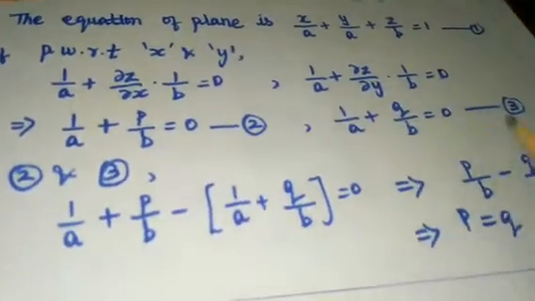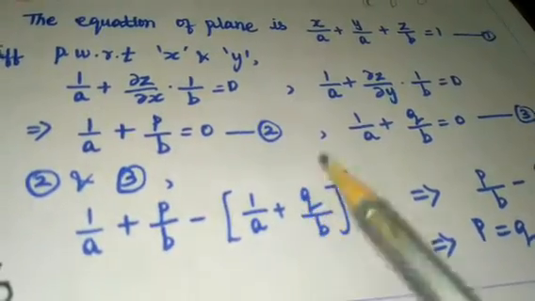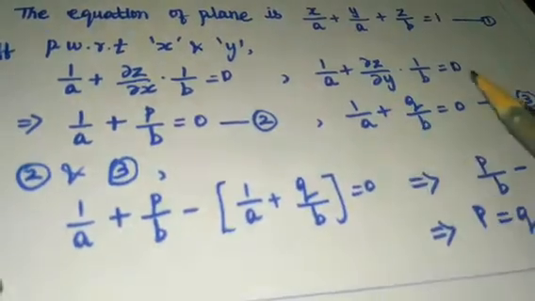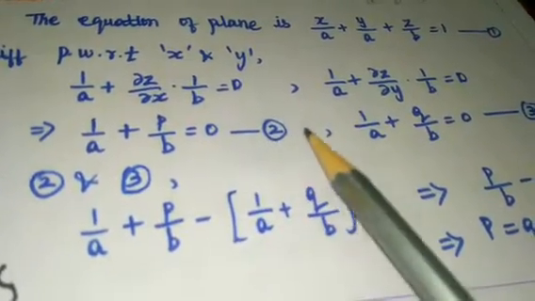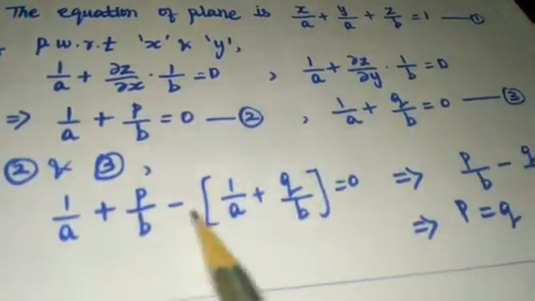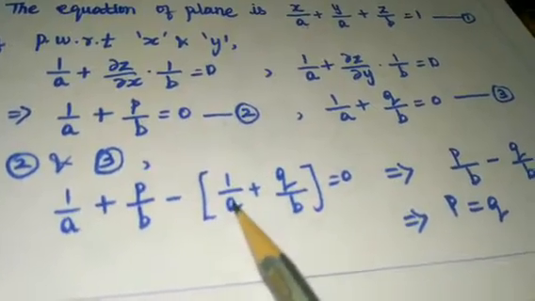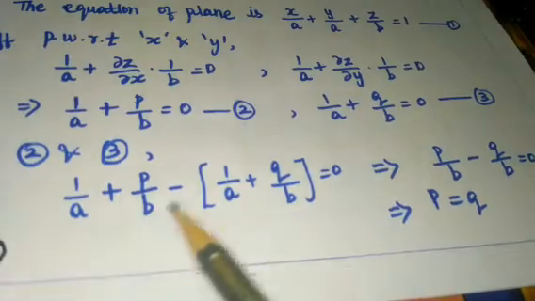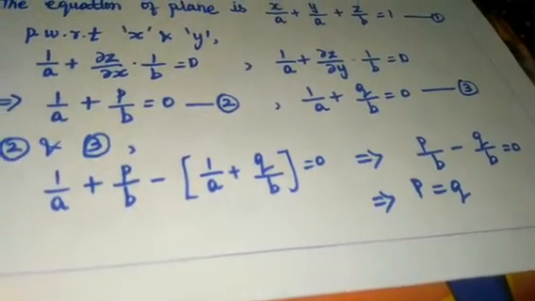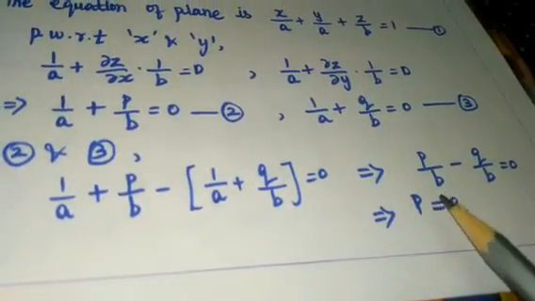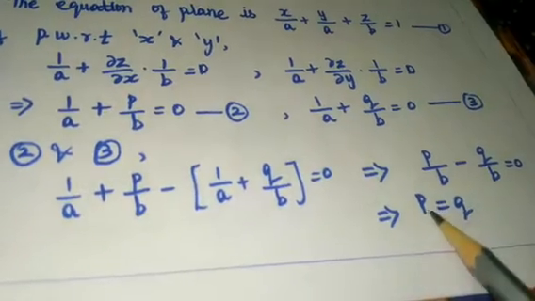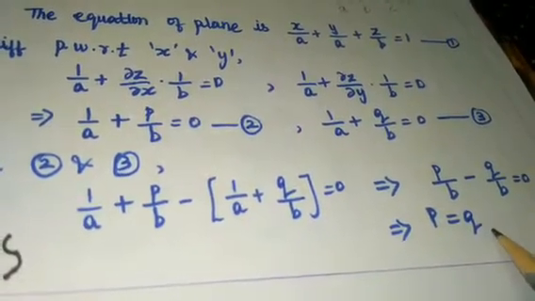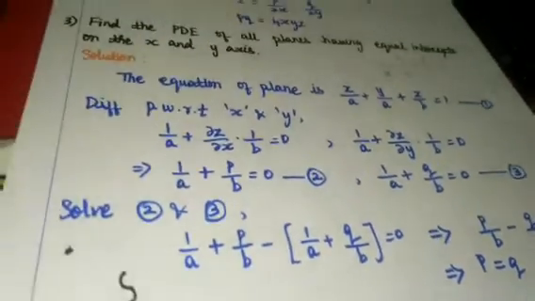So therefore, 1 by a plus p by b minus, that is, subtract equation 3 from 2. Therefore the 1 by a term gets cancelled. So we get p by b minus q by b is equal to 0. From this, the b term cancels. So therefore p is equal to q. This is the required partial differential equation.